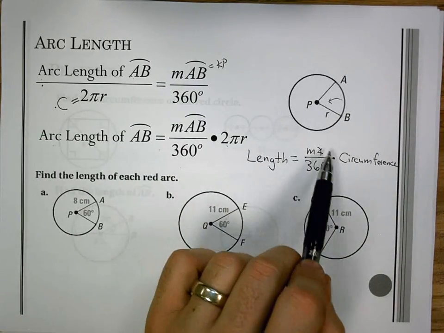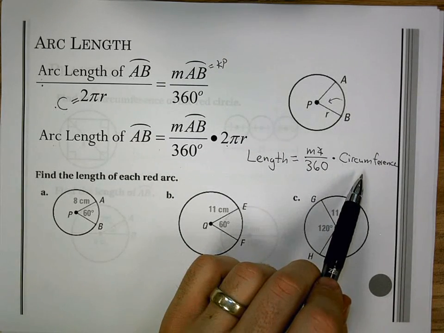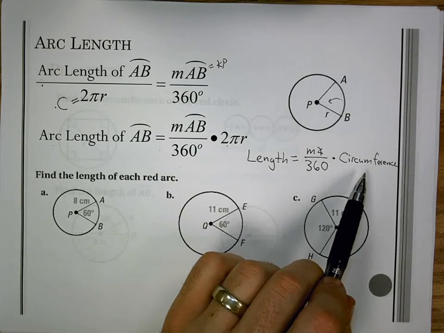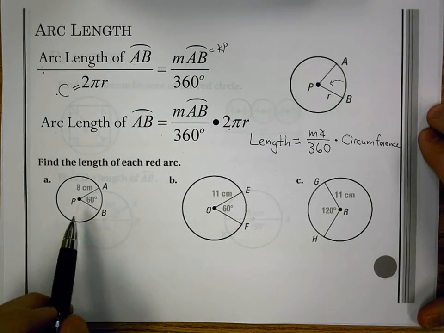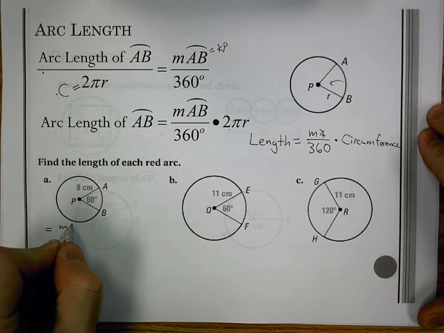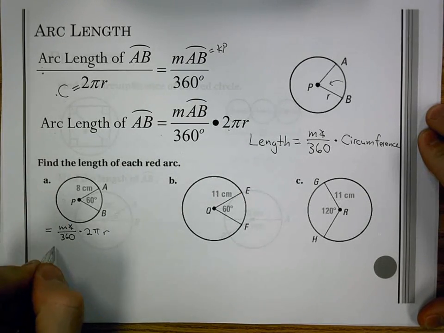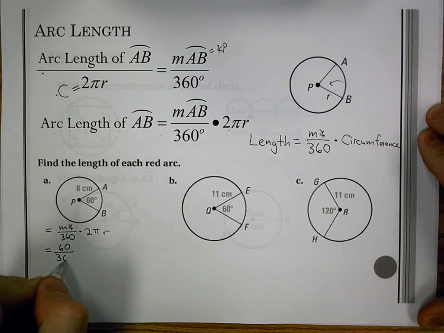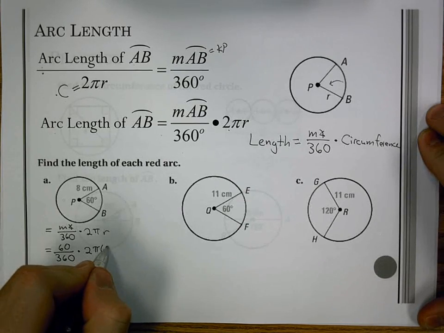So we want an actual fraction times the circumference. If we look at our examples, we'll start to see how this relationship actually exists. I have my circle here, so the length is equal to the measure of the angle over 360 times the circumference, which is 2 pi r. I plug it in. The angle is 60 degrees divided by 360 times 2 pi times 8.